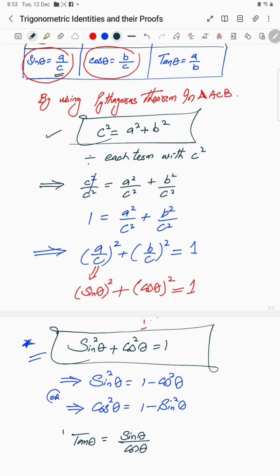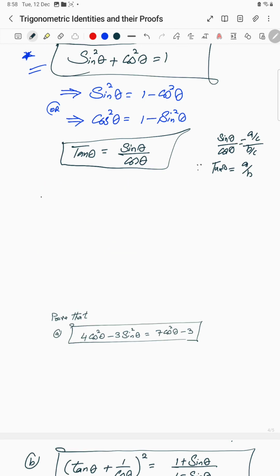So this is another identity which you need to keep in mind. If you want to make the proof of it, divide the two values, sine theta over cos theta, from the above table. That was A over C over B over C. You will see C will cancel, we get A over B, and A over B is the ratio of tan theta, as we can see from the above table.